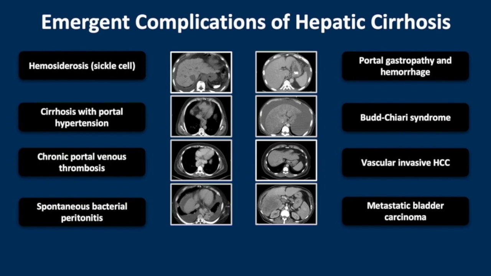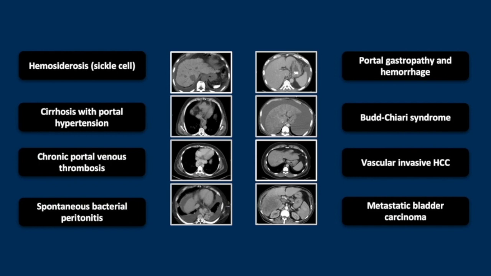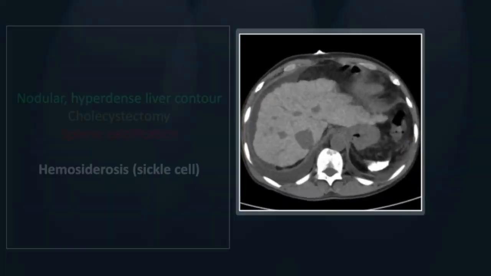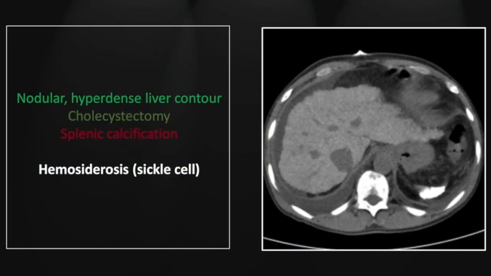Our topic for this session will be emergent complications of hepatic cirrhosis. Our first case is hemosiderosis related to sickle cell anemia. Obviously, this one is not emergent, but all the same, it's such a great example.